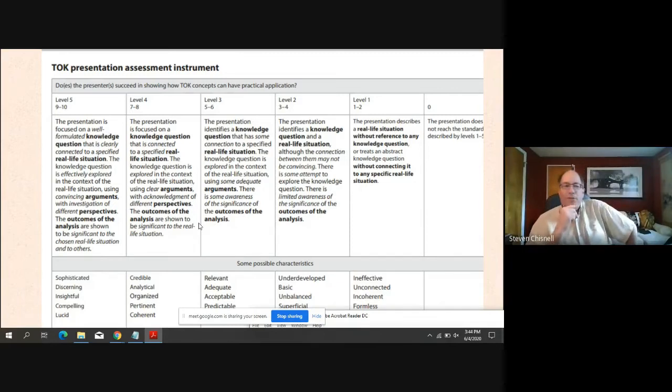Any other observations about where this might fall in the perspectives and arguments area? Would you argue that her arguments were adequate, that she explored them in an adequate way, with merely acknowledgement of the different perspectives, or that she effectively explored them with convincing arguments and investigation of different perspectives?